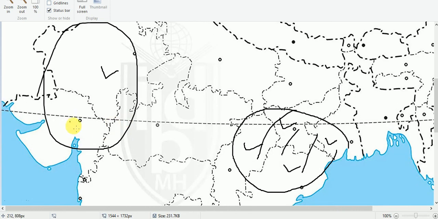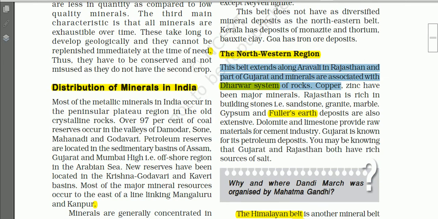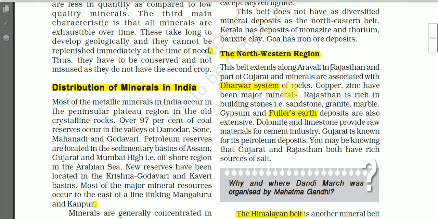Rajasthan, then Gujarat. Here these minerals are associated with the Dharwar system of rocks. In Rajasthan and Gujarat, minerals are associated with the Dharwar system of rocks. Actually, Dharwar is a region in Karnataka.